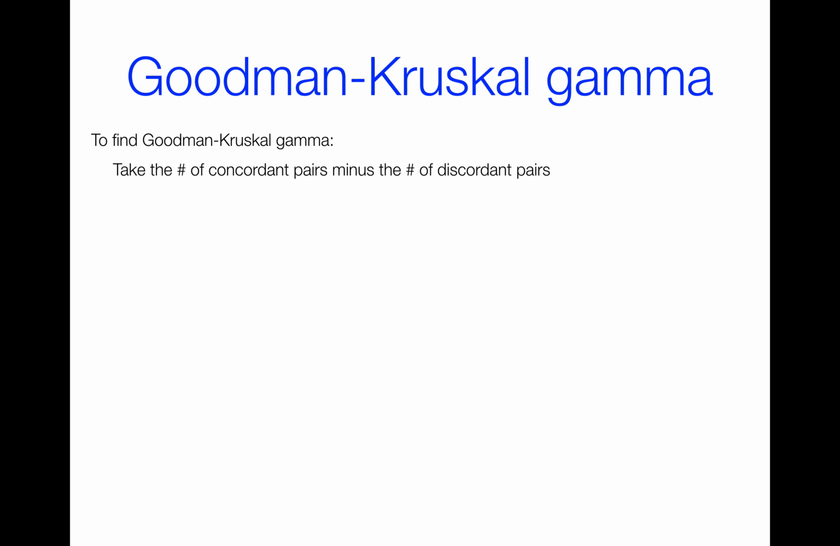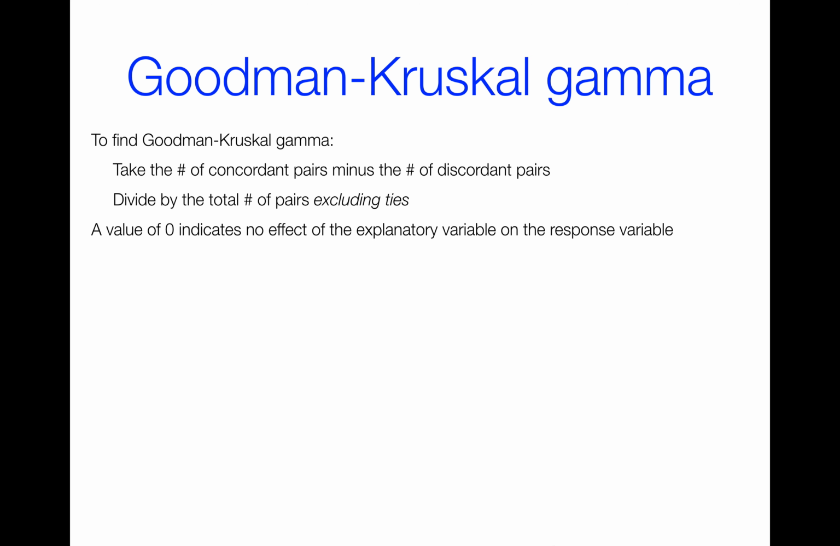Up next, Goodman-Kruskal gamma. Again, we start off by taking the number of concordant pairs minus the number of discordant pairs. This time, we divide by the total number of pairs, excluding ties. A value of 0 here would indicate no effect. Same thing as last time.